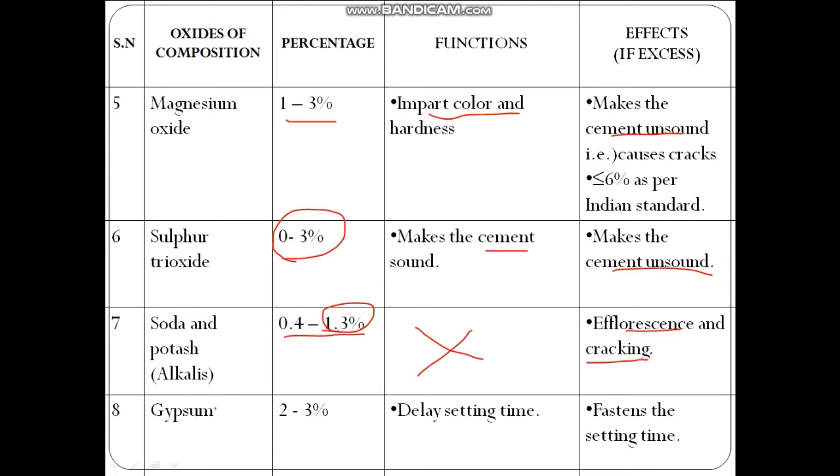The last one is gypsum. Gypsum should be in the range of 2 to 3%. It delays the setting time, and if it is present in excess, it fastens the setting time.